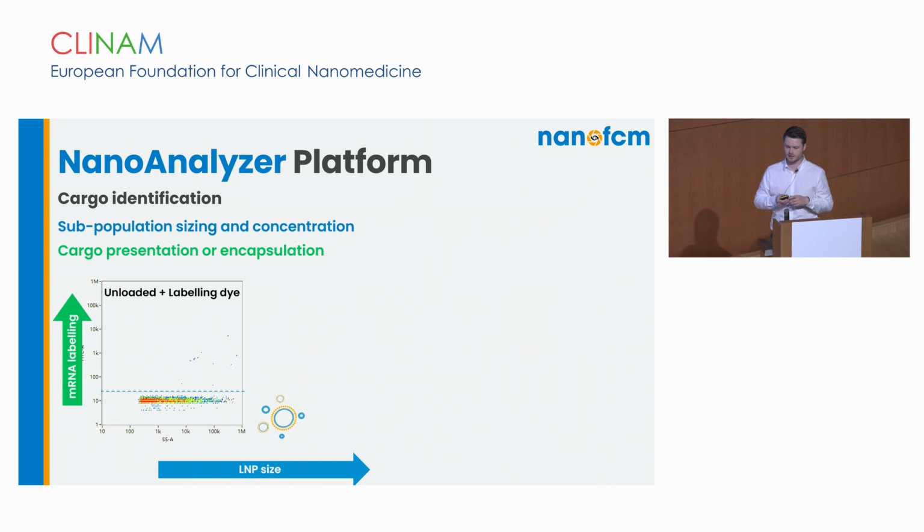So just to really illustrate how that's done with this example, you can see this is for an empty LNP, but basically on the x-axis we've got our side scatter related to the size, and on the y-axis we've got our mRNA label. So you can see here that we've got a large population that has no positivity for this fluorescence for the mRNA label. This has been done with a range of dyes called the Cyto dyes, which are membrane-permeable nucleic acid stains.